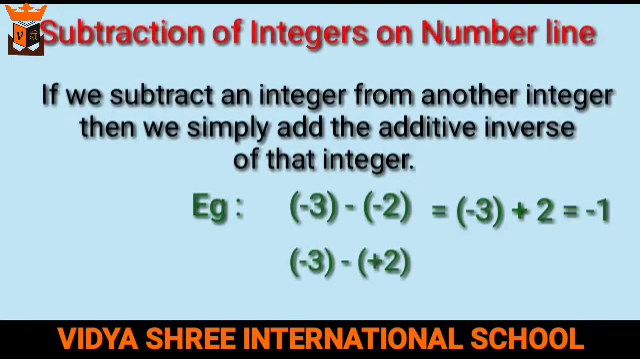In the next example, minus 3 minus plus 2. So here minus 3 will remain the same and minus plus will become minus 2. So minus 3 minus 2 equals minus 5.